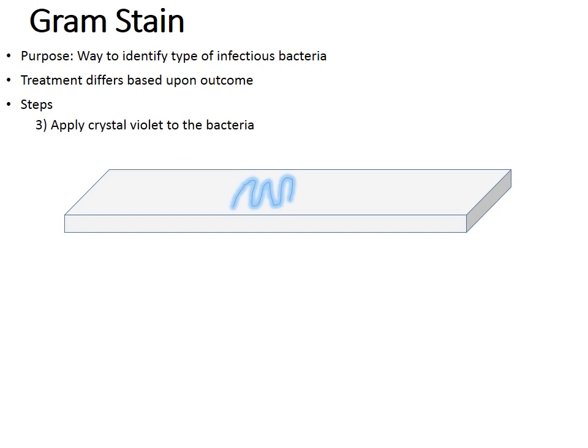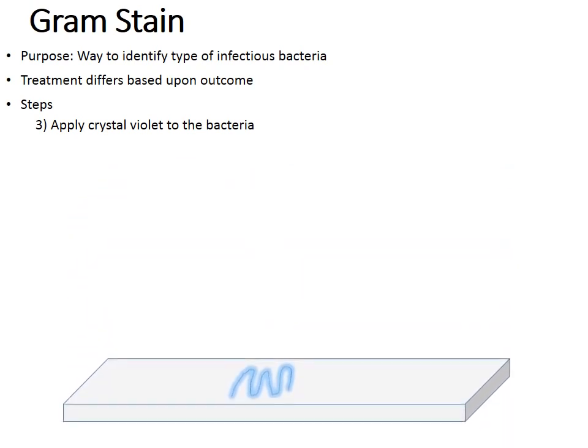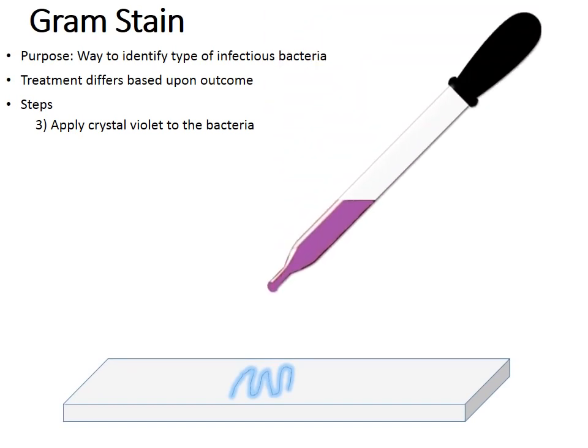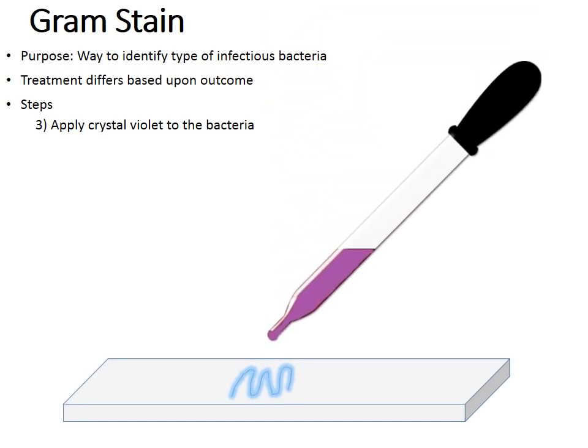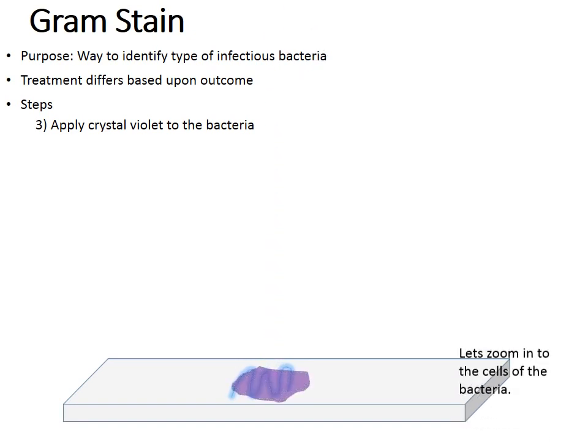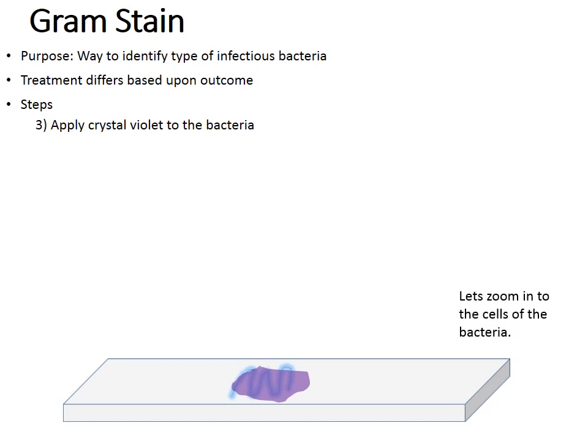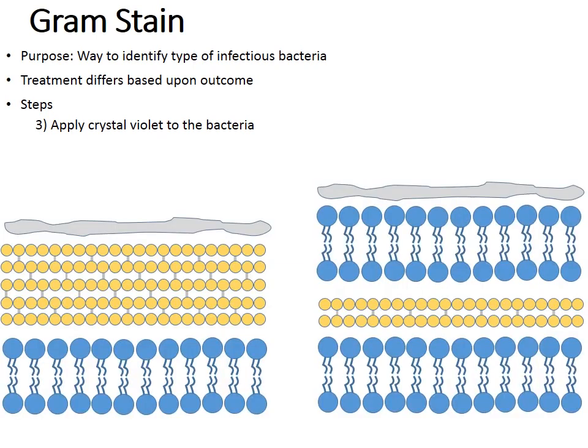So the first chemical we're going to use is a chemical called crystal violet. And like the name implies, it has a purplish violet color. So we'll add a few drops of crystal violet onto the bacteria samples. And once we do, let's zoom in and take a closer look at the cells of the bacteria that are trapped on this glass slide.